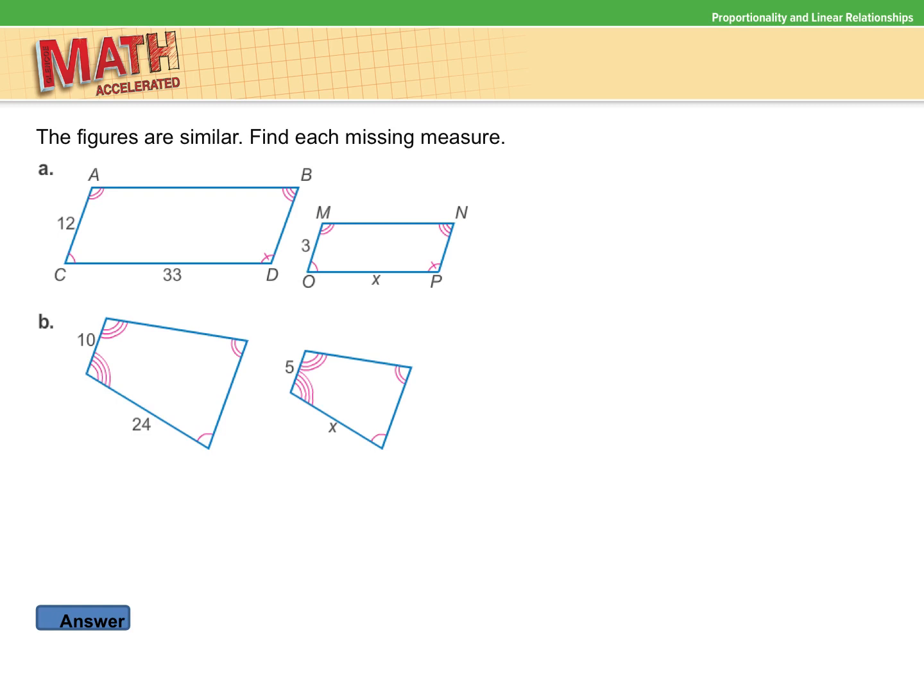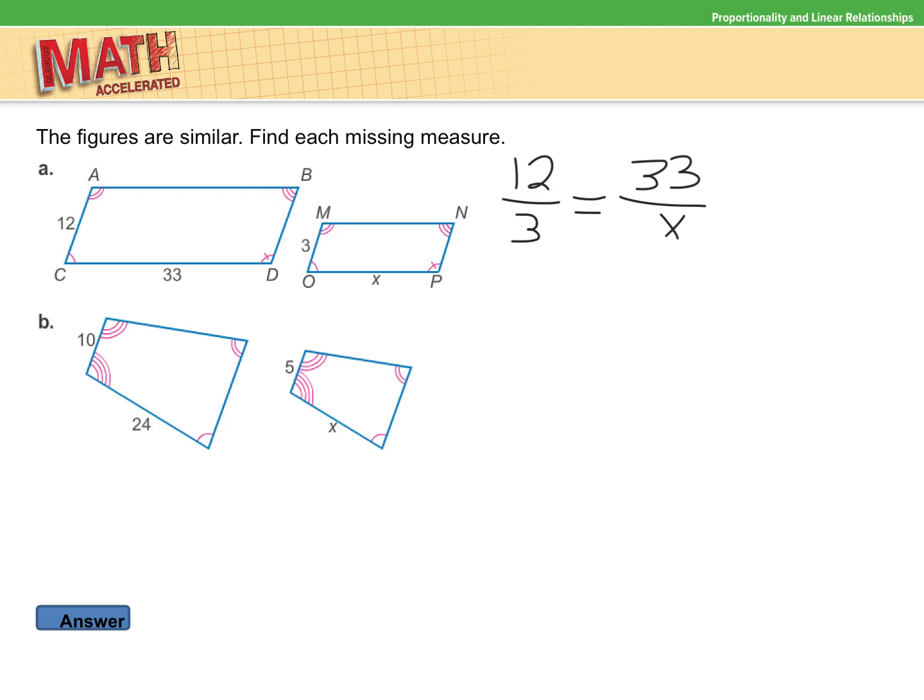On A, what can be one ratio I can start with? 12 over 3. Okay, if you started with 3 over 12, that's totally okay too. Okay, I'm starting with 12 over 3. Since I started with 12 on the top, what number has to be on the top in the next one? 33. Same shape has to be on the top. Over, what does 33 match with? X. Did everyone get this setup? If you had it just flipped, that's okay too. As long as you have them lined up the same way.